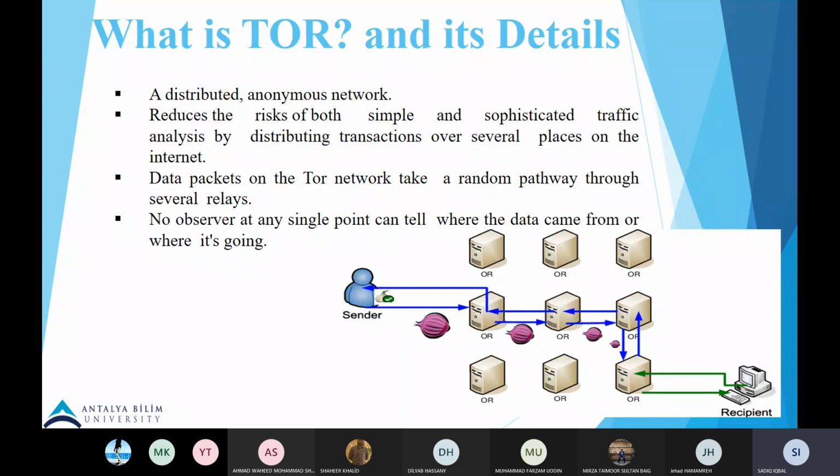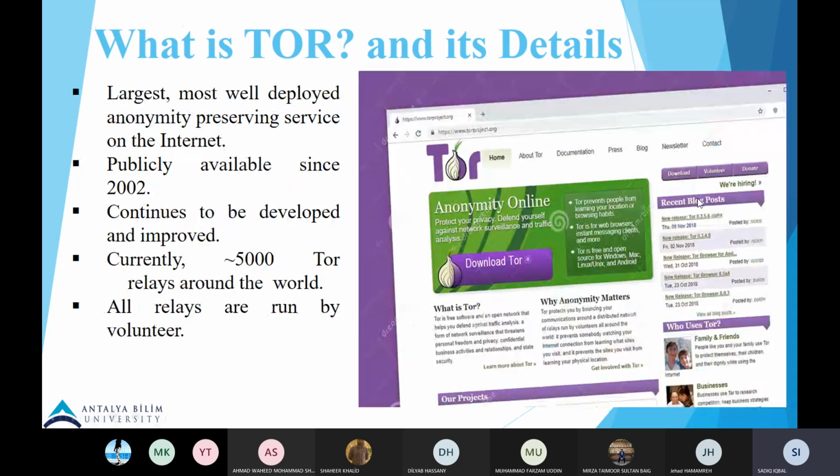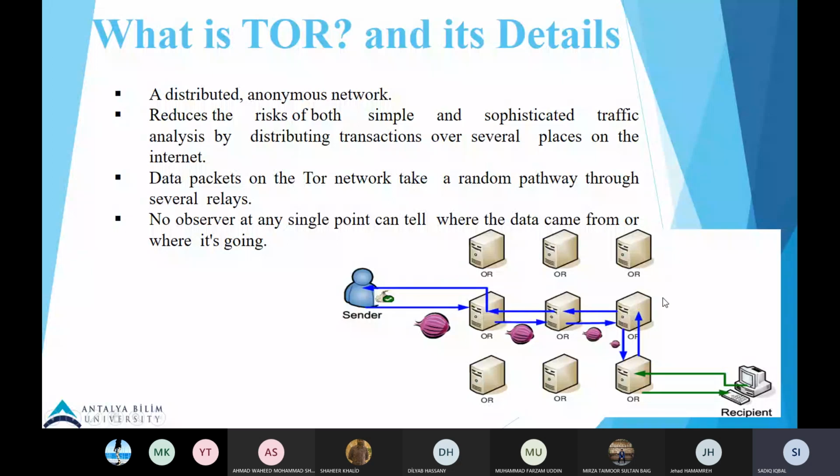Okay, so now moving on to the main TOR software, which is used for anonymity purposes. The onion router is a distributed anonymous network. Distributed means, from this picture, as we can see, these are the routers, and there are 9 routers. This is a distributed network. There is no one path. There are random paths which a message can take. So this is the beauty of onion routing.